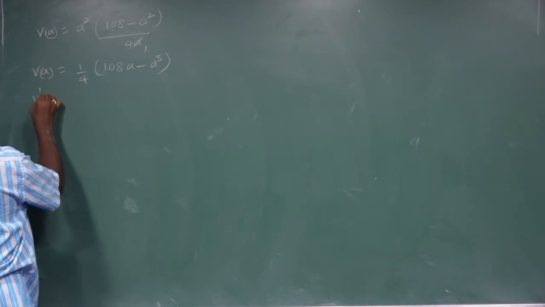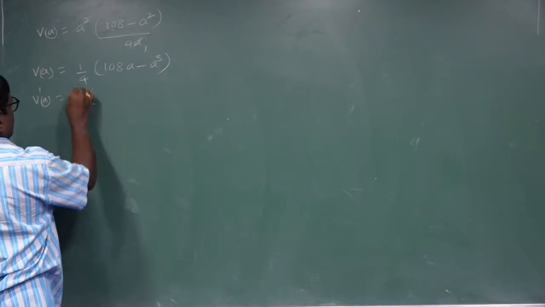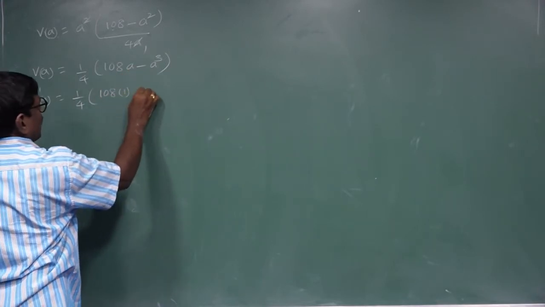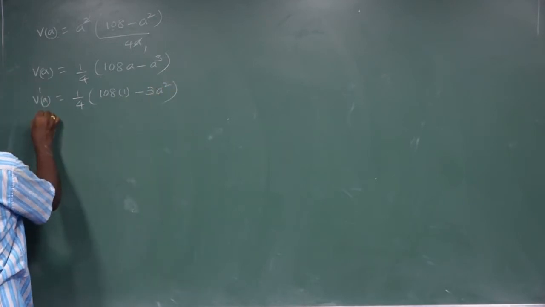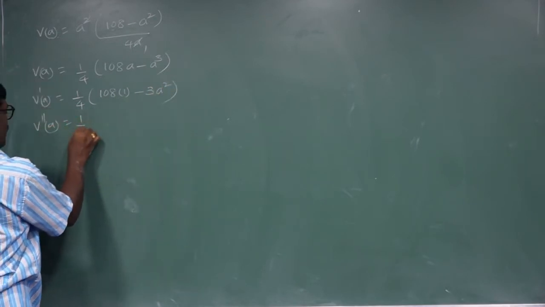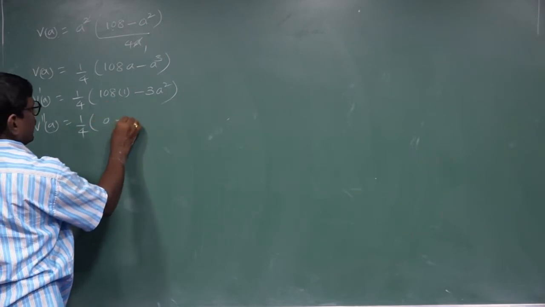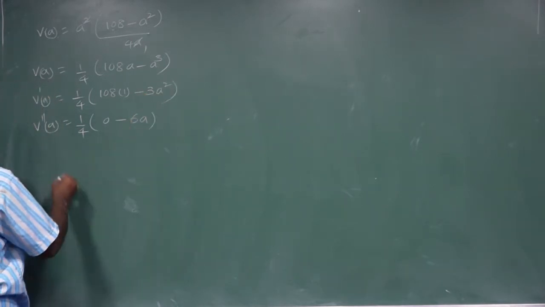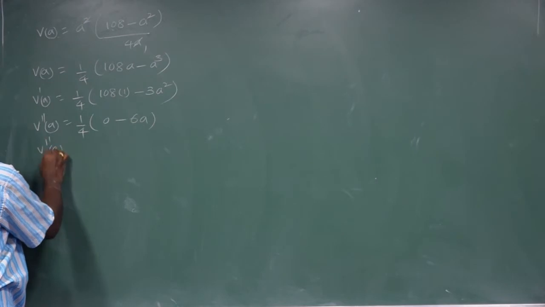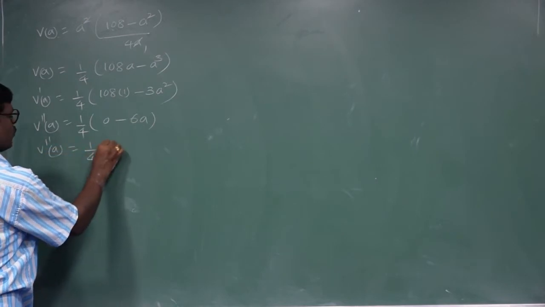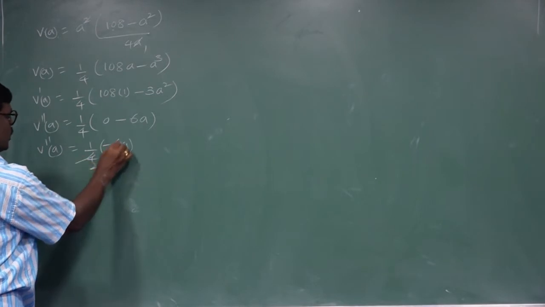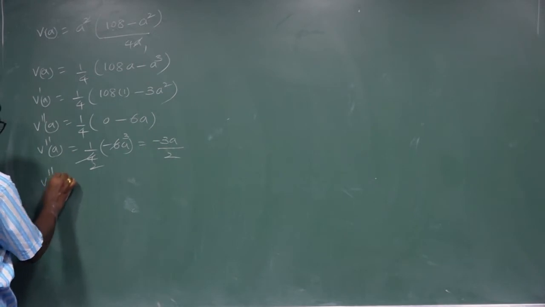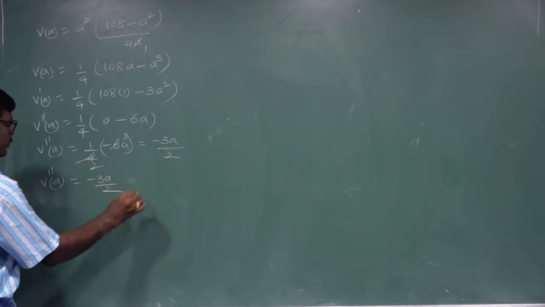V dash A equal to 1 by 4 into the derivative with respect to A, equals 108 into 1 minus 3A square. V double dash A equals 1 by 4 into the derivative of a constant, which is 0, minus 6A. So V double dash A equals 1 by 4 into minus 6A, which is minus 3A by 2.